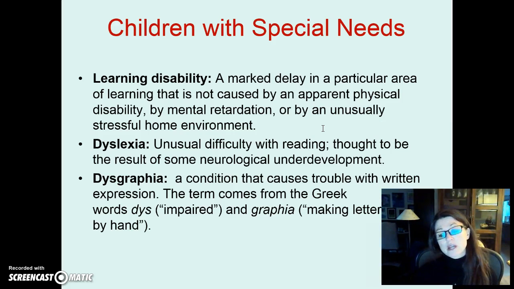I have a friend with a son whose IQ is probably over 170, and yet he has dysgraphia. So, okay, I got to pause for just a second.